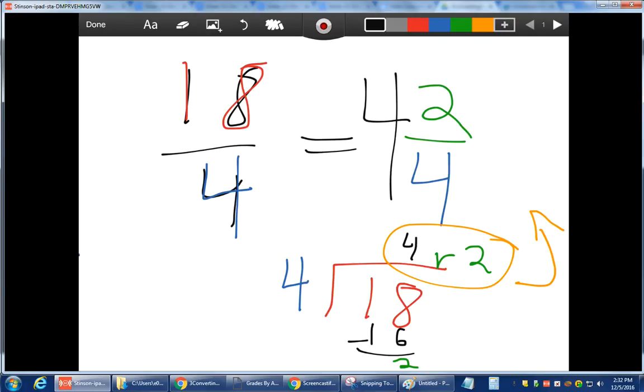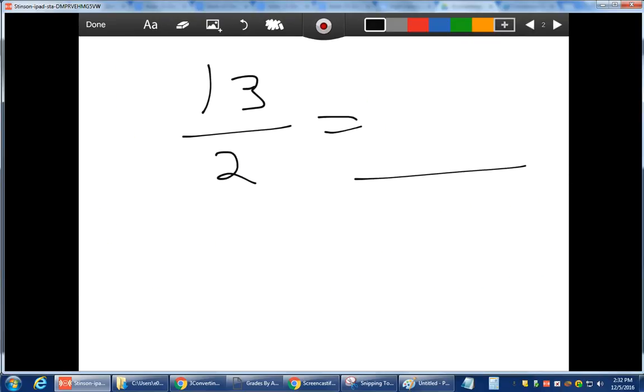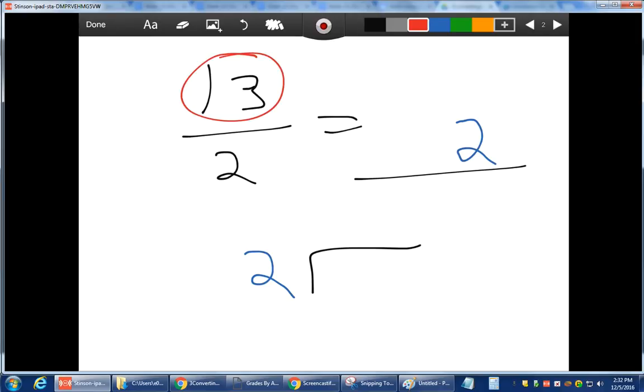So that sounds awfully complicated. Let's go ahead and do a couple more problems so you don't get confused. 13 over 2. On the denominator, we're going to have the 2, and that goes on the outside of the division. The numerator, the top number, will go inside.